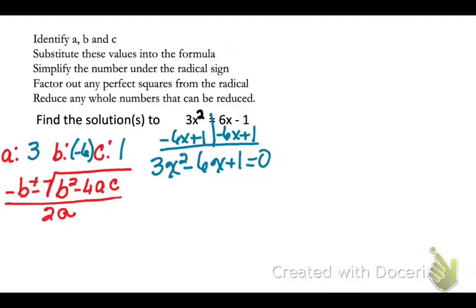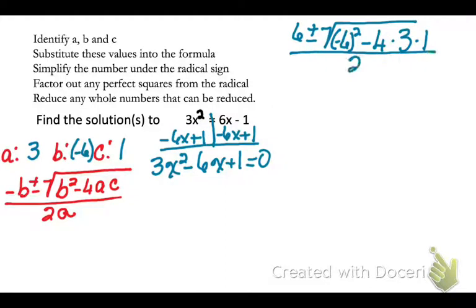Here's our quadratic equation that we can use, and now we're going to enter our numbers into this equation. Our b is negative 6, so the opposite of negative 6 is a positive 6, plus or minus the square root of b squared, or negative 6 squared. Notice that I put it in parentheses, and if you do not put it in parentheses, you will not get the correct answer here. Minus 4 times my a, which is 3, times my c, which is 1, the entire expression divided by 2 times a, which is 3.